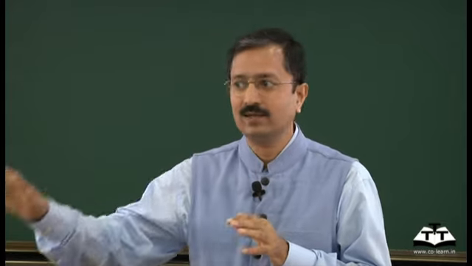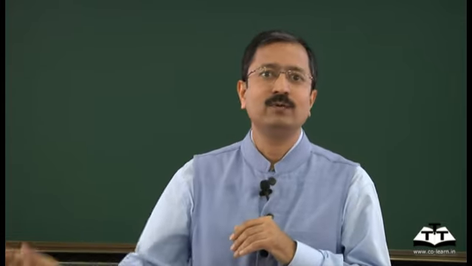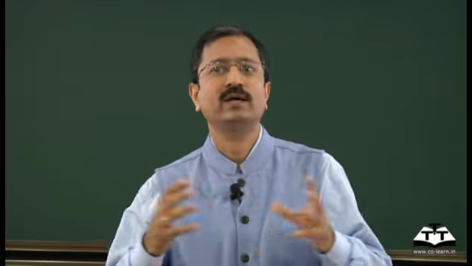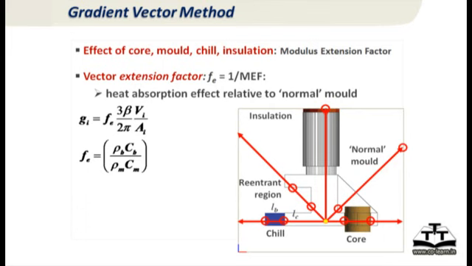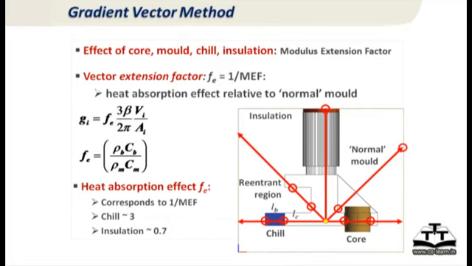So using a traditional practical notion of MEF, we are able to put it back into physics and say here is how I can take care of the effect of all kinds of mold situations and the foundryman's tricks. Okay? That is theory, right? So insulation is 0.7 because it is 1 by 1.4, which is 0.7. Similarly for chill, if we said the chill effect is up to a distance of about 3 times, the chill effect is typically 0.33 here. So MEF is the reverse of that.